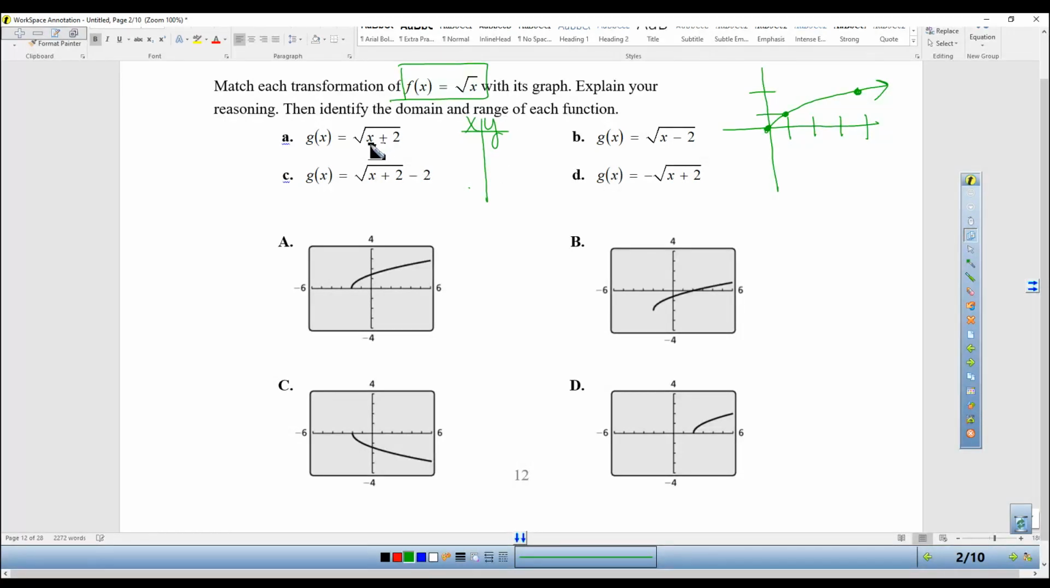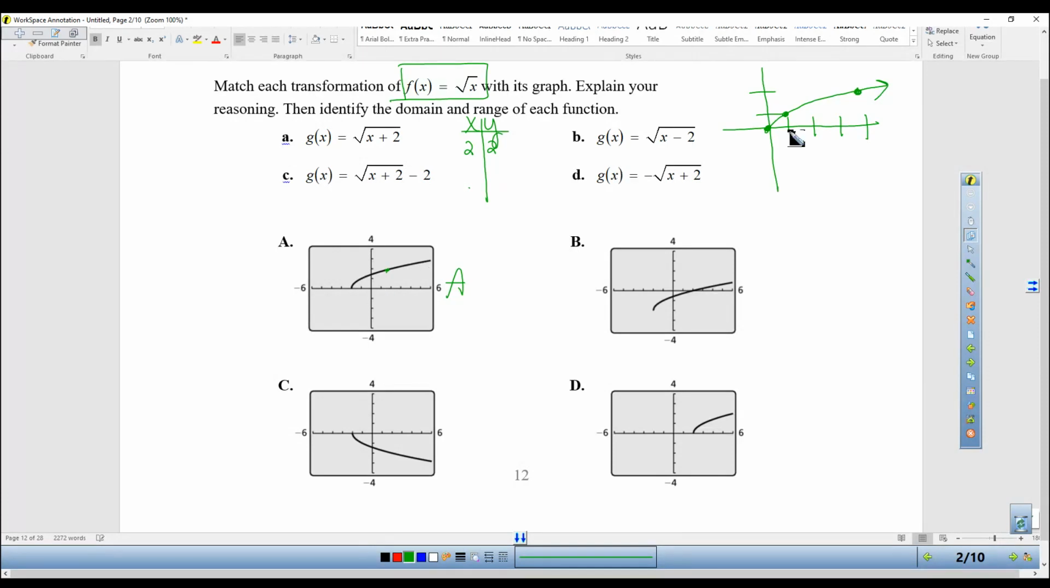So you might say to yourself, well, if I put a 2 in, then I'll have the square root of 4, which is 2. So I'm looking for a graph that looks like it goes through 2, 2. Not this one, not this one, not this one. So it has to be this graph. So A is going to go with A. But is there any other thing that you can deduce from this?